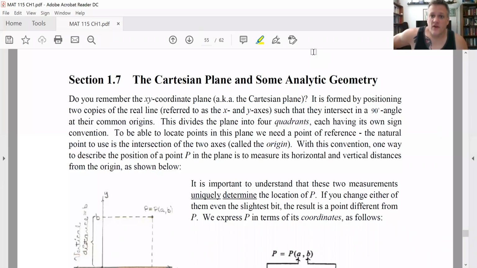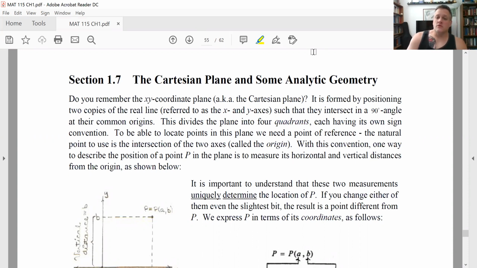All right, so in this final section of chapter 1, we're just going to quickly review the Cartesian plane. How do you plot points in the plane? What are the quadrants? That sort of thing. And then we're going to recall two important analytic geometry results, namely how you find the distance between 2 points in a plane and how you find the midpoint of a line segment.